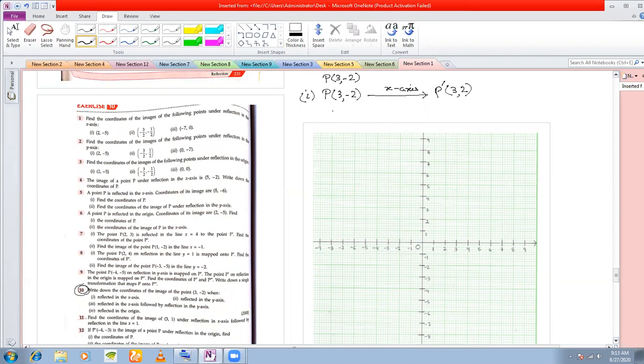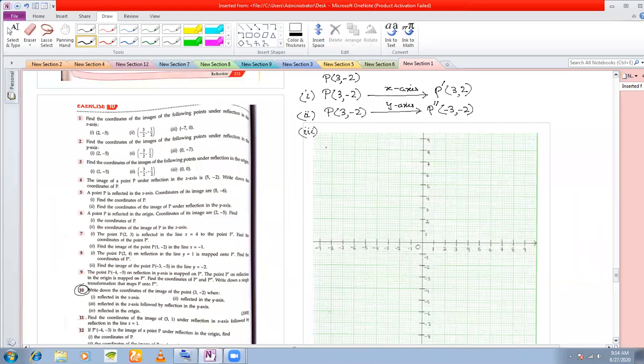Okay. Next question: when P(3, -2) is reflected in the y-axis, it transforms to a point P double dashed, (-3, -2), because in this case we change only the sign of the x coordinate.